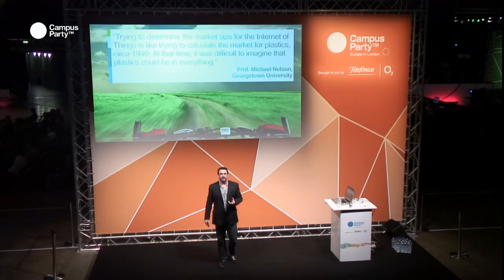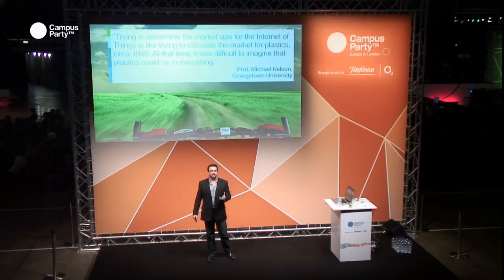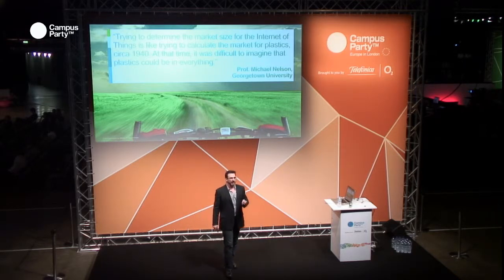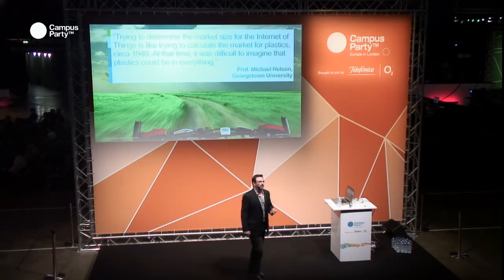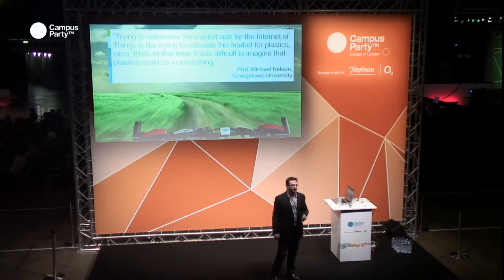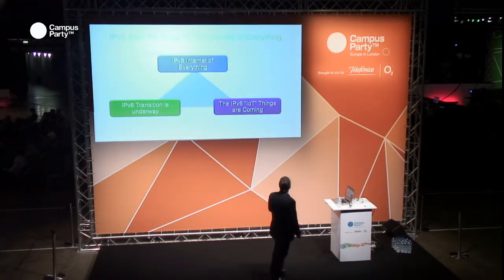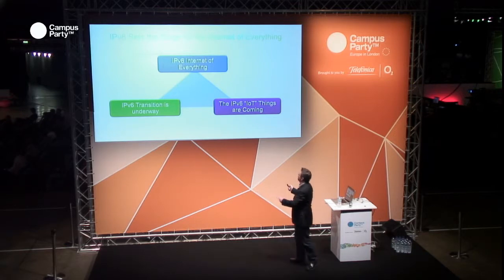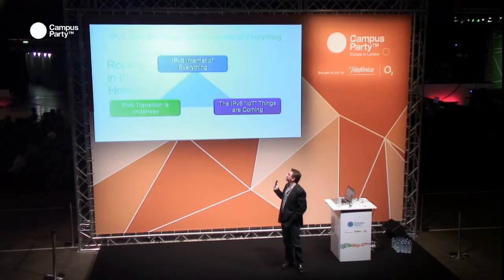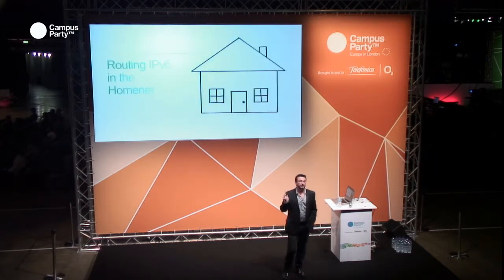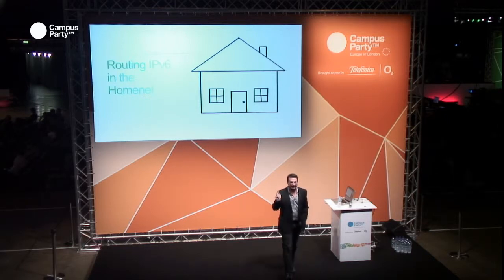Seems kind of crazy, but if you were in 1940 and you said plastic was going to be in everything, you might have looked crazy as well. So that's it. Internet of Things is coming, V6 transition underway, IPv6, Internet of Everything on top. Now I have another presentation that I don't have time for. It's called Routing IPv6 in the Home Net.